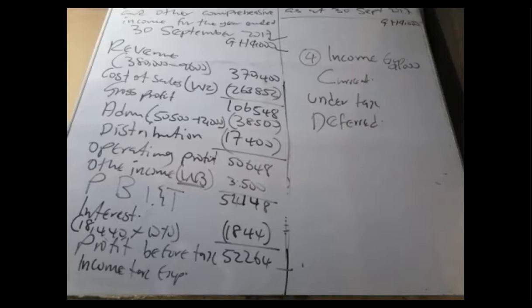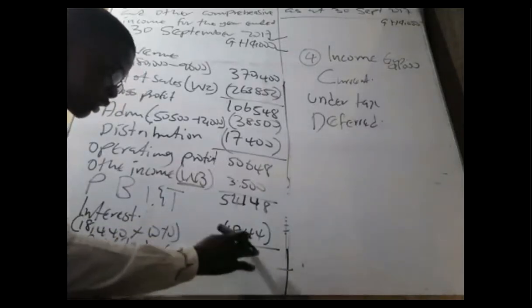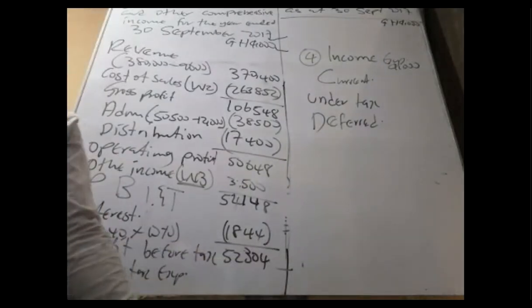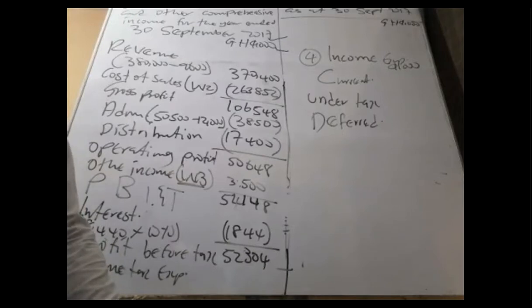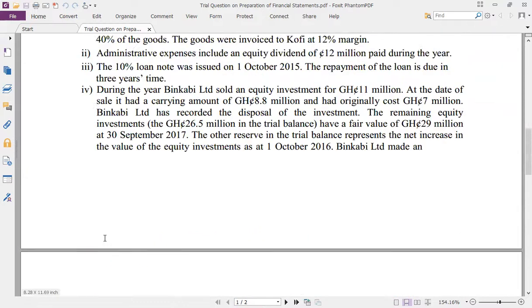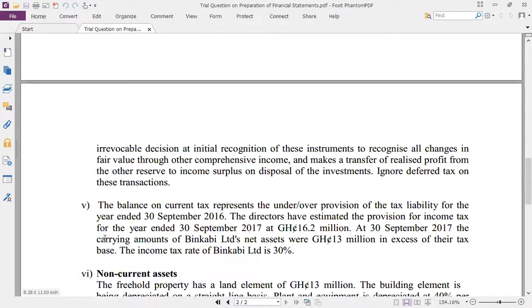Please check the profit again. Okay, 52,304. Thank you, I take that. Let's quickly go in there. Let's go to the footnote and go into these issues. I think this one actually has a note five. This is note six. Sorry, note four.